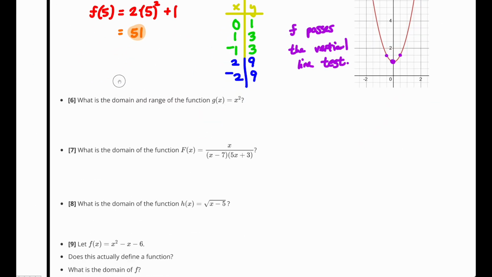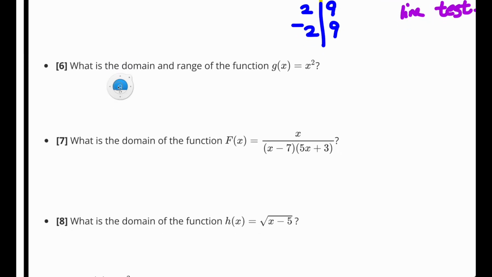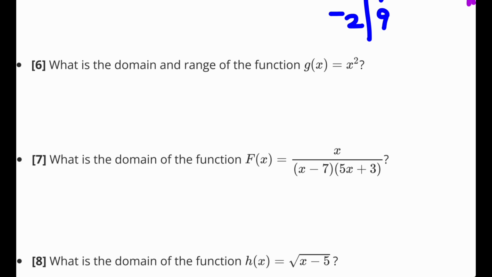All right, next it says, what is the domain and range of the function g of x is equal to x squared? So now you'll notice that the function is not f of x in this case, it's g of x, which is totally okay. You can use whatever letter you want. A lot of times you'll see f, but then the second one you'll probably see is g, probably because it's the next letter in the alphabet, but it doesn't matter. All right, it says, what is the domain and range?